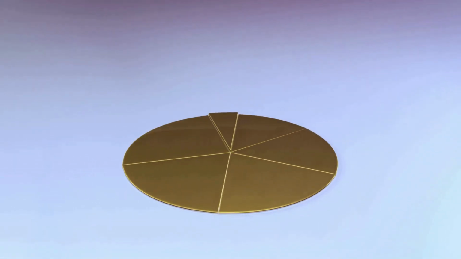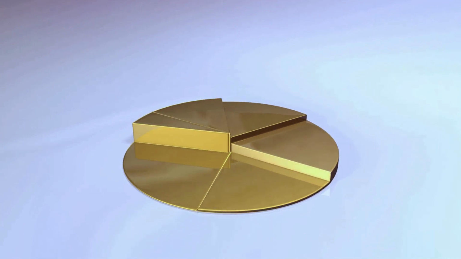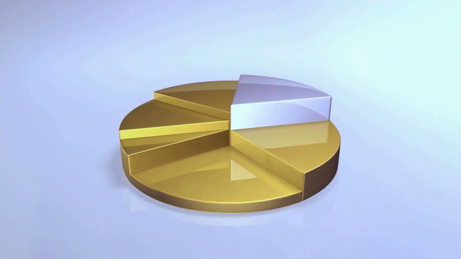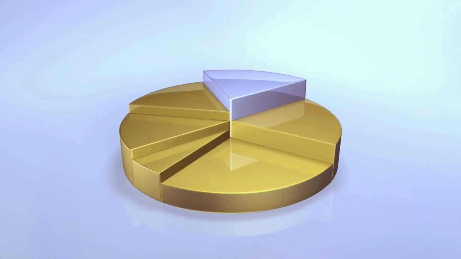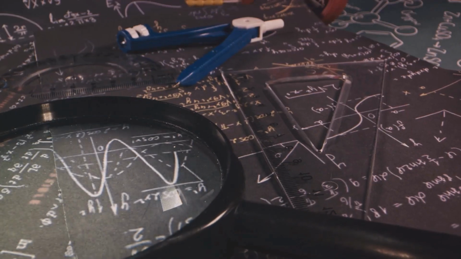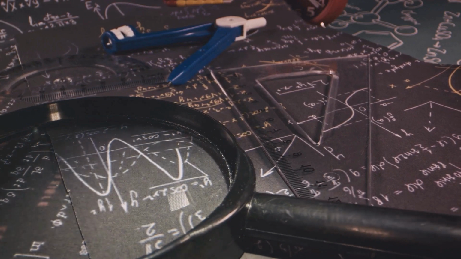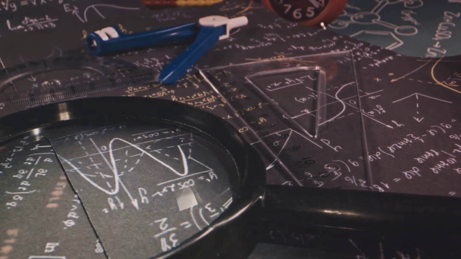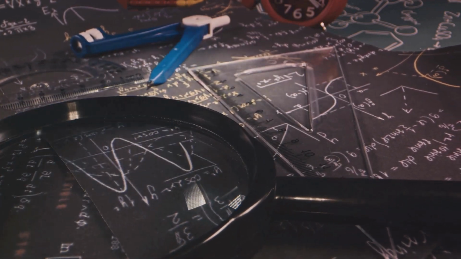This measure of spread is incredibly important in statistics and data analysis. It helps us understand the variability in our data. The larger the standard deviation, the greater the variability, or the wider the range in which our data points fall. The smaller the standard deviation, the less variability, or the narrower the range.